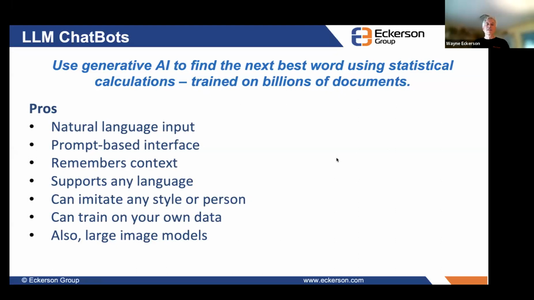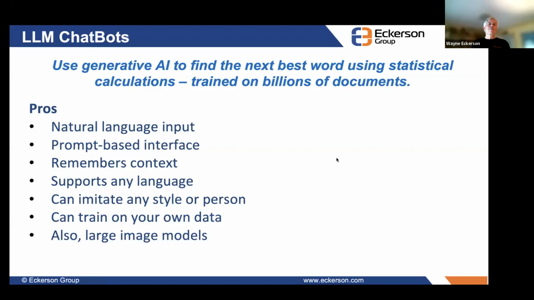There's pros and cons. So the pros are that you can type plain English words into a prompt-based interface, not unlike a search engine, right? But in this case, it remembers the context. It can support any language you want. It can even imitate any style or person, assuming the data has been trained on that style or person, which if you're training on billions and billions of documents, it probably has.